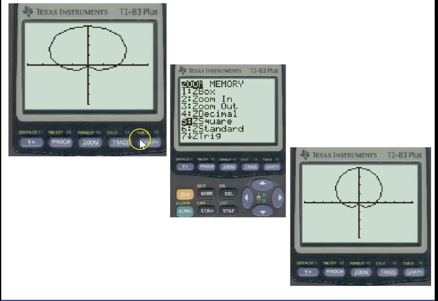go to zoom, and zoom. This is the zoom button right here. Click on zoom. And then you want to scroll down or just click number 5. You want to go to a square. Zoom square, number 5. Either use the arrow keys or actually click the number 5.